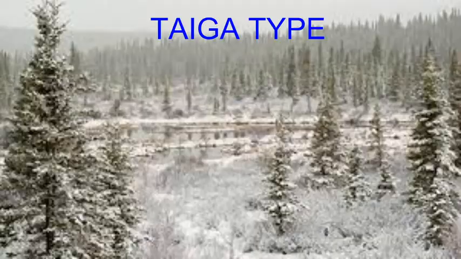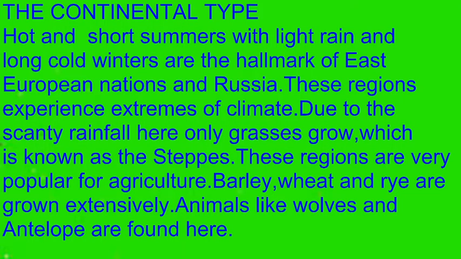Now the third type of climatic condition that is experienced in Europe is the continental type. Hot and short summers with light rain and long cold winters are the hallmark of East European nations and Russia. These regions experience extremes of climate. Due to the scanty rainfall, here only grasses grow, which are known as the steppes. The regions are very popular for agriculture. Barley, wheat, and rye are grown extensively. Animals like wolves and antelopes are found here.